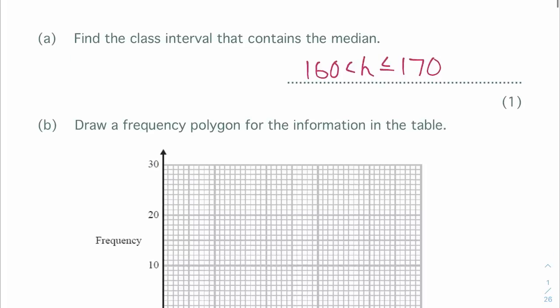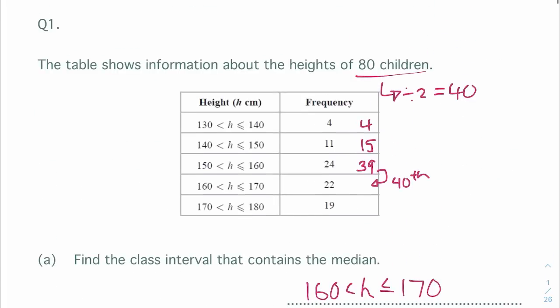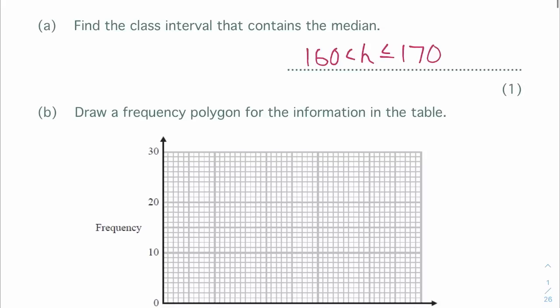So part B here, it says draw a frequency polygon. When we're drawing a frequency polygon, it's nice and easy to draw. We use the midpoints and just plot it against the number. We join them together with nice straight lines. So 135 will go to 4. So just read the scale very carefully.